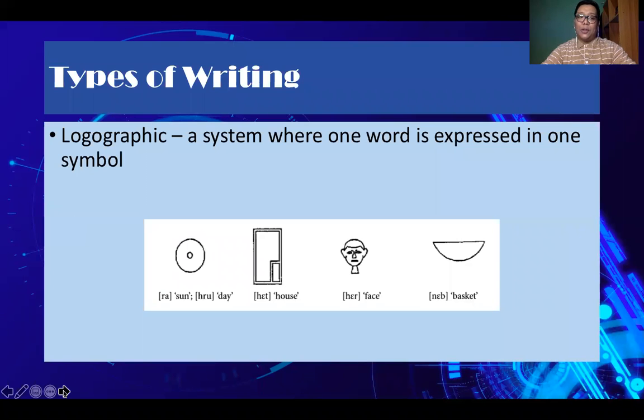So this time I'm going to present to you some types of writing which were used before. First in the list is logographic. This is a system where one word is expressed in one symbol. That means symbols were greatly used to represent or signify one word. For example, if you can see here, this symbol represents a face. This symbol represents a basket. This one here signifies house, and this one here symbolizes sun or day. Logographic writing was very famous, most especially for cave people, those who inscribed their writing systems on stones or on rocks.